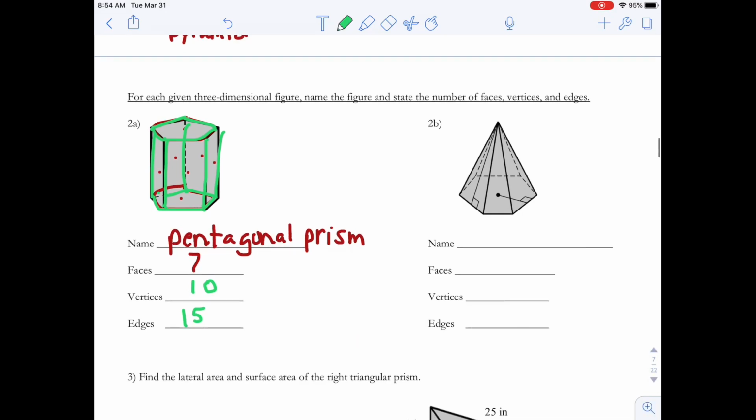Next one, pretty quickly, you can see it is a pyramid where it has a base of 6 sides, so that makes it a hexagonal pyramid. It has the base and then 6 sides going around, so it has 7 faces. It has the 6 vertices on the bottom and the 1 at the top, so 7. And then it has the 6 edges going around, these that drop down, and then it has the 6 at the bottom that made our shape, so we have 12 edges.